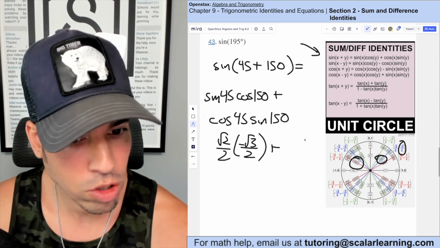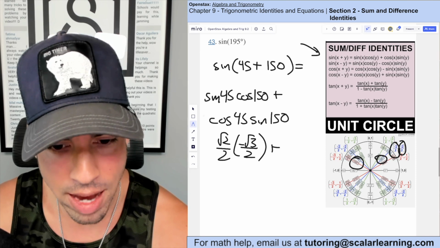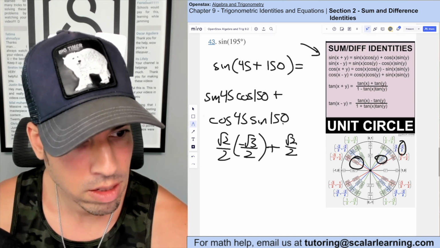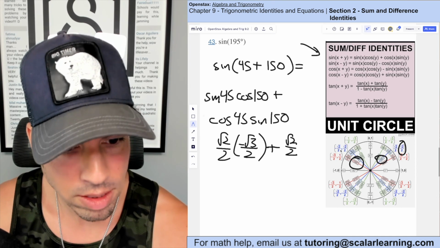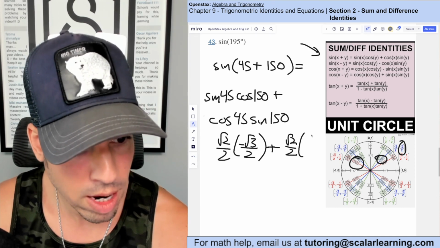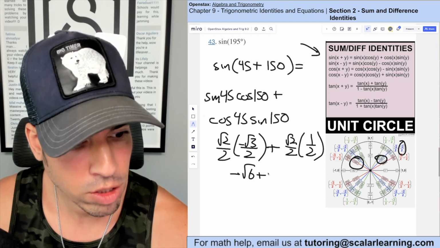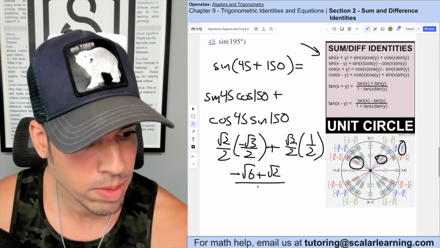And then plus, what's cosine of 45? That's the x value of 45, which is also radical 2 over 2. And then times sine of 150, that's this y value, which is 1/2. So as we simplify, we get negative radical 6 plus radical 2 over that common denominator of 4.